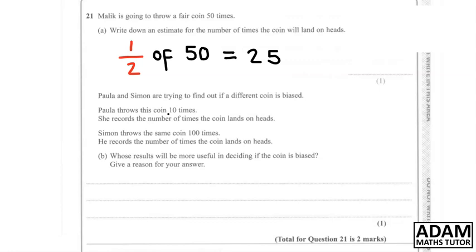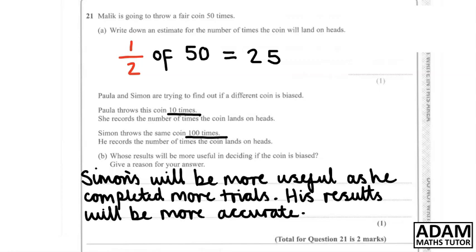Well, we can see that Paula did the experiment 10 times, whereas Simon did it 100 times. Simon's will be more useful as he completed more trials, so therefore his results will be more accurate.